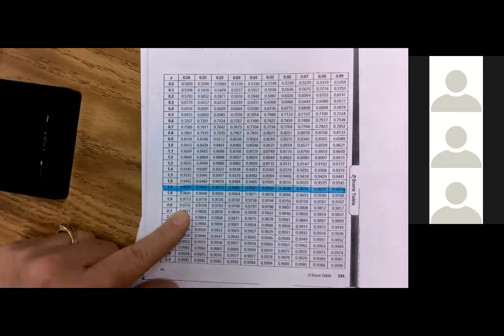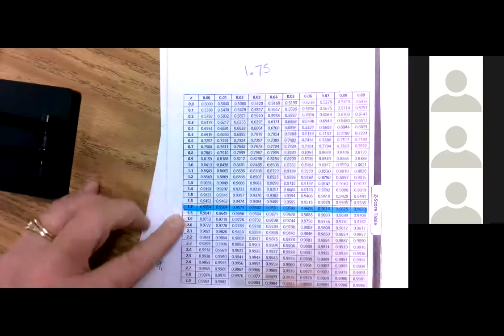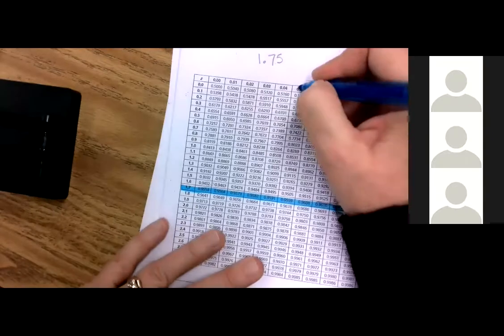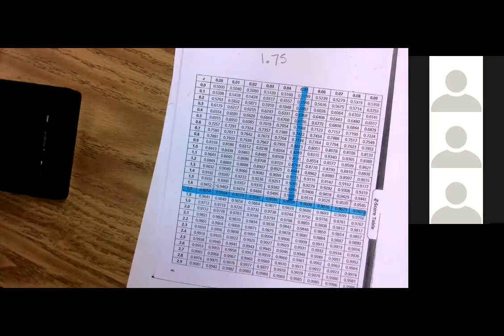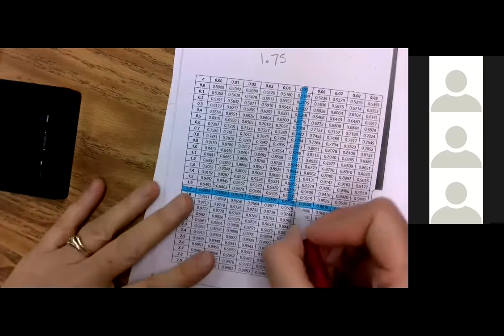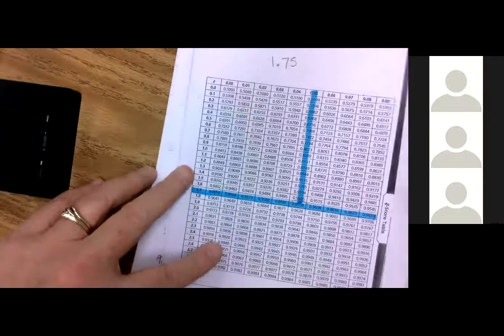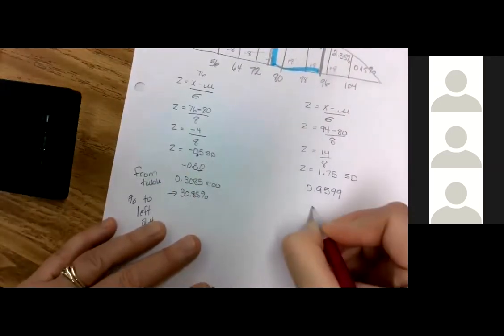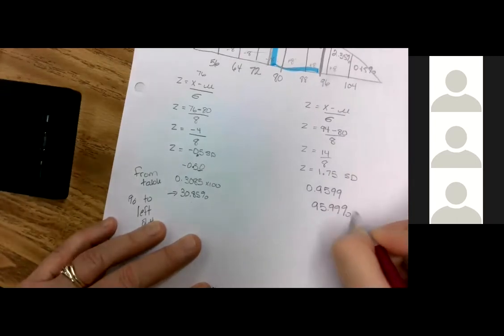0.07. Nope, I'm doing 1.75. So I've got the 1.7. Cleveland, what's the end? 0.05. There we go. Oh, I did it wrong. My bad. Does it make sense now? Yeah, it does. Okay, cool. So 0.9599. Times it by 100. And that is going to give me 95.99%.